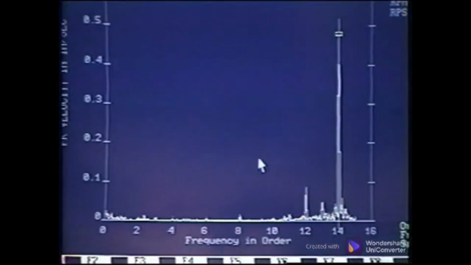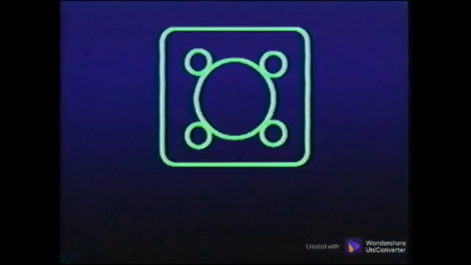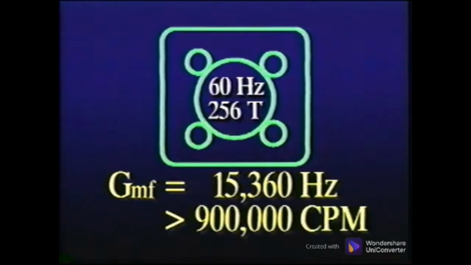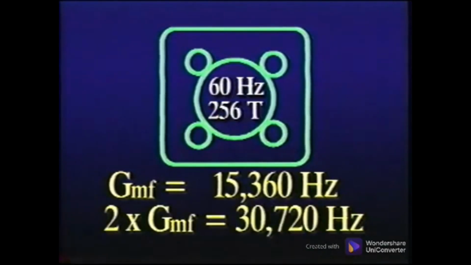Gearboxes have high-frequency occurrences that require exceptional data collection for proper analysis. Some high-speed compressors, for instance, have an input speed of 60 Hertz turning a bull gear with 256 teeth. The gear mesh frequency is 15,360 Hz, or over 900,000 CPM. This fundamental gear mesh frequency is above the limits of some analyzers. For others, the second multiple of gear mesh frequency is beyond the capability of the analyzer.